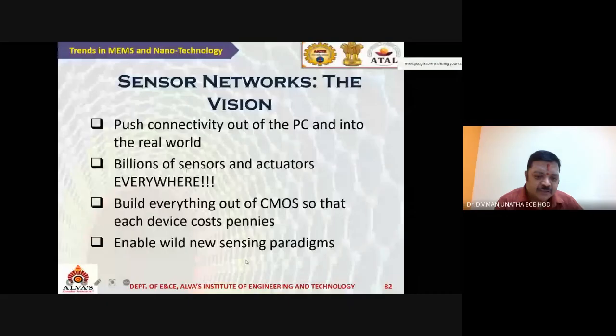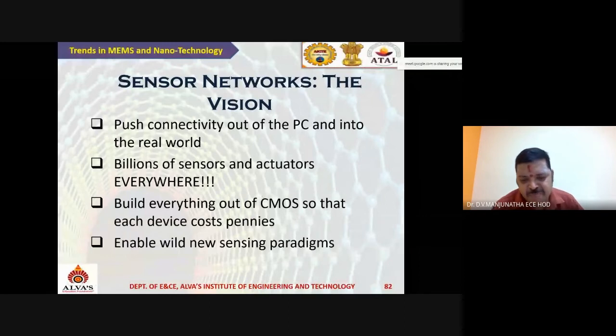Build everything out of CMOS so that each device costs pennies, right? So enable wild new sensing paradigms. See, I have not told you about CMOS and MEMS. MEMS CMOS is the next era, we can say, right? So that is the application. Somebody who knows CMOS technology and who knows MEMS can develop MEMS and CMOS devices. That is the next generation, the next era of MEMS, right?